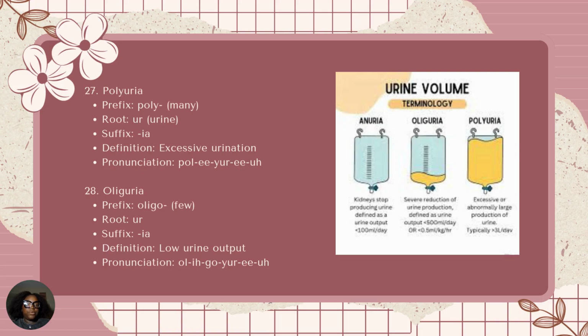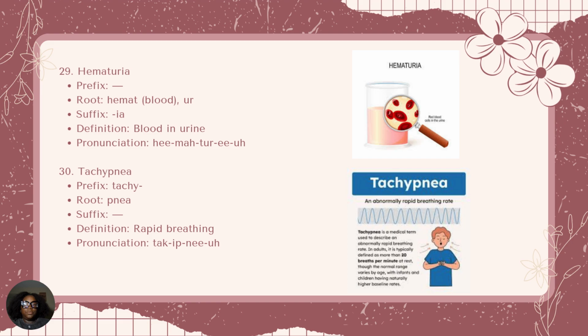Next, we have some terms relating to urine. And first, we have polyuria, which is excessive urination. Poly meaning many, ur meaning urine, and ia. And then we have oliguria, which oligo means few, and the root word is still ur. And the definition of this is low urine output.